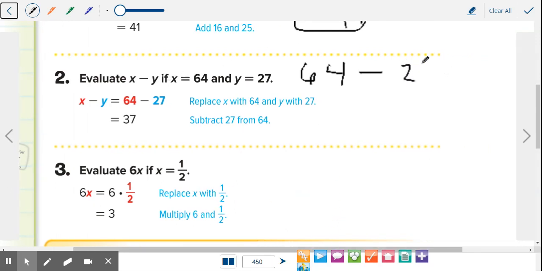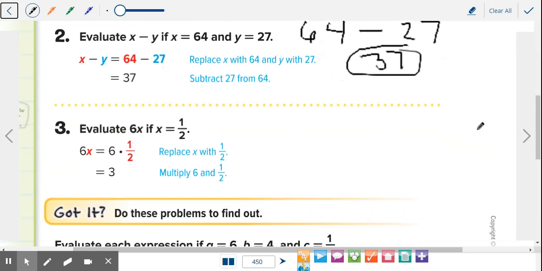Now we replace y with what? 27. So now what operation do we have? Subtraction. Okay, so all we're doing is subtracting. So now we're doing 64 minus 27. So 64 minus 27 is what? 37. There you go.